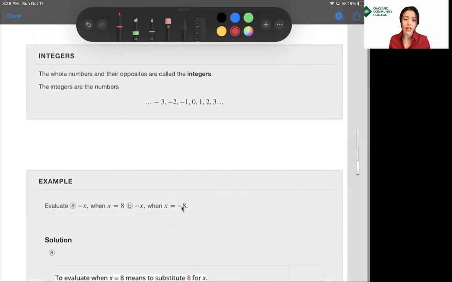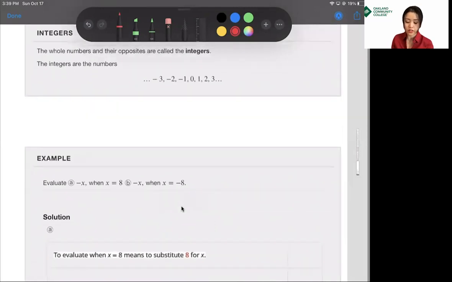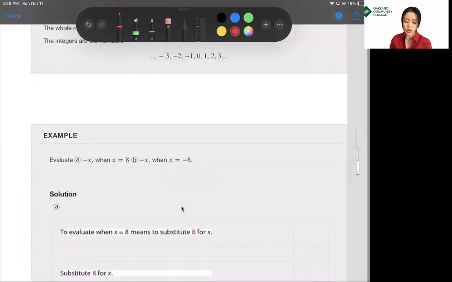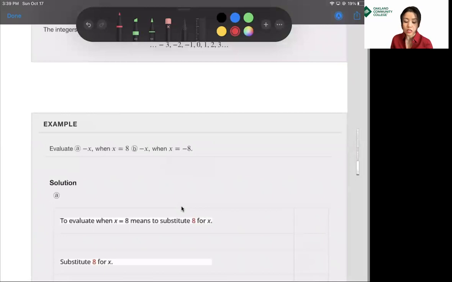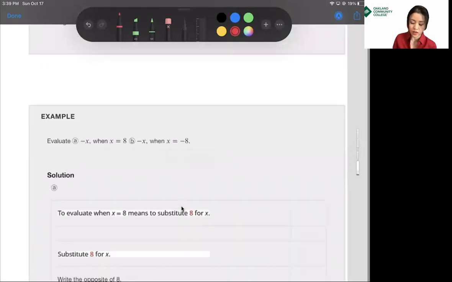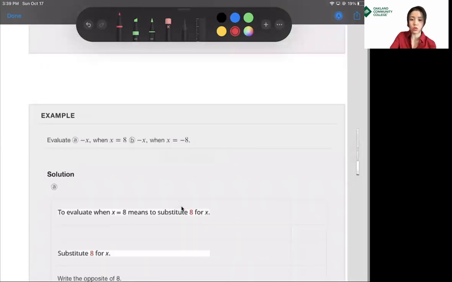Now, when we evaluate the opposite of a variable, we must be very careful. Without knowing whether a variable represents a positive or negative number, we don't know whether negative x is positive or negative. So let's take a look at an example. I want to evaluate negative x when x equals 8.